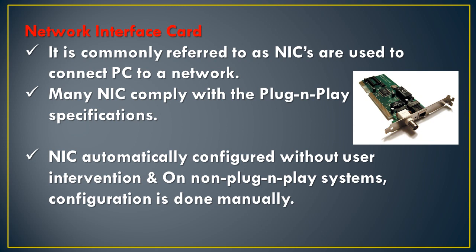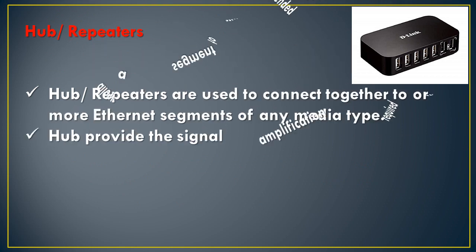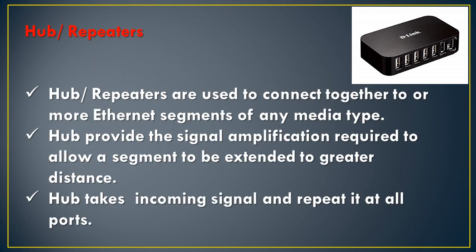Second, that is hub or you can say repeaters. Hubs or repeaters are used to connect together two or more Ethernet segments of any media type. Hub provides the signal amplification required to allow a segment to be extended to a greater distance. Hub takes an incoming signal and repeats it at all ports.